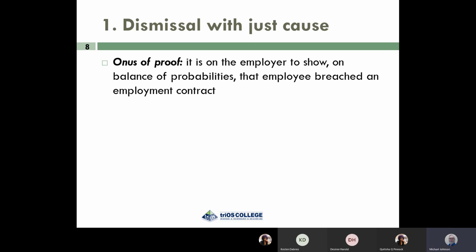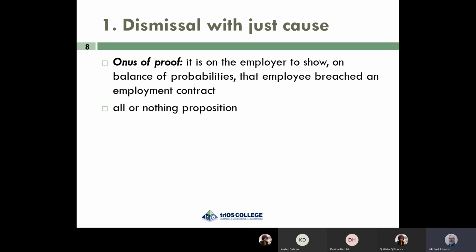So the onus of proof is always going to be on the employer. When it comes to dismissal with just cause, you have to actually demonstrate, on a balance of probabilities, that the employee intentionally breached that particular contract. In one way or another, they actually decided they were going to breach it. And because you can prove that it was breached, that may in fact meet the onus of proof. But once again, you need to prove it.